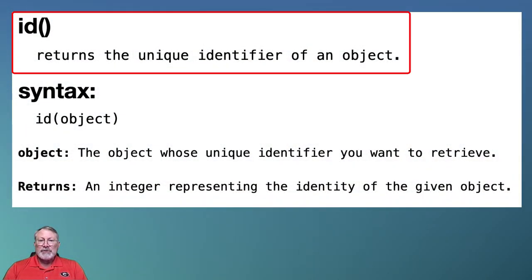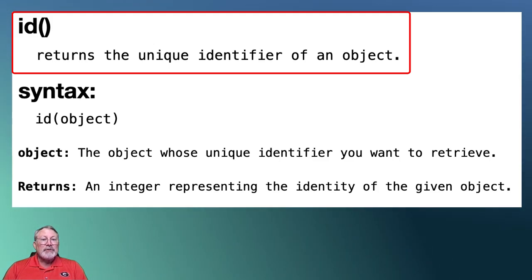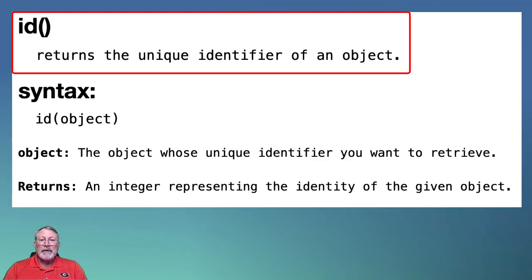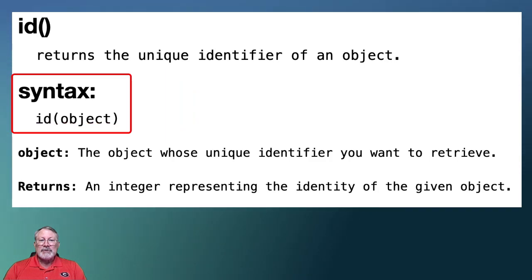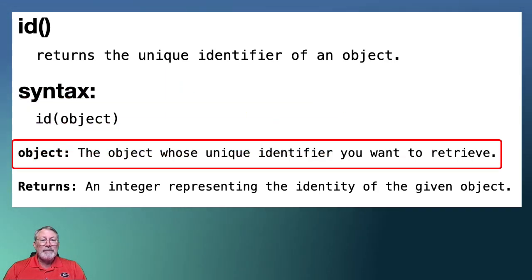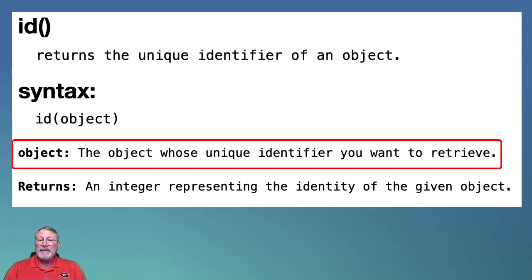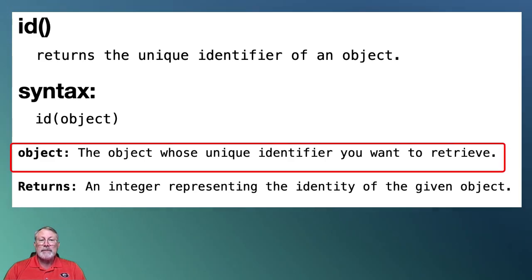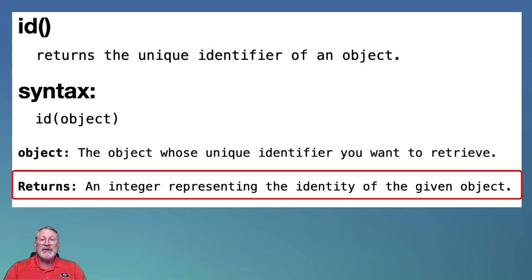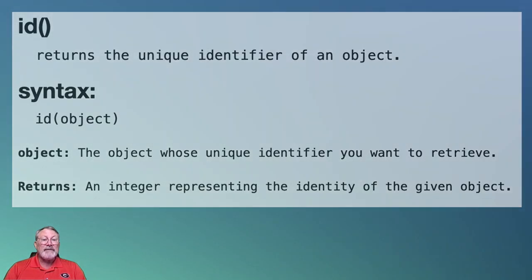It's a built-in function in Python that returns the unique identifier of an object. Here's the syntax: id(object), where object is the object whose identifier you want to retrieve. The returned value is an integer that represents the object's identity in memory during its lifetime.